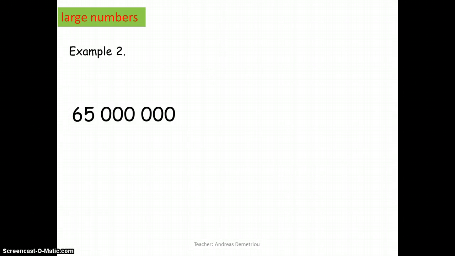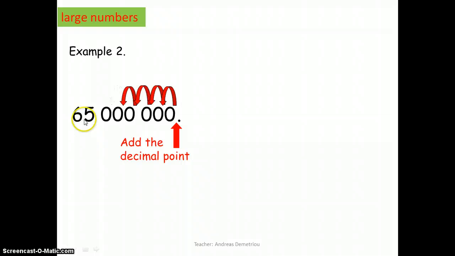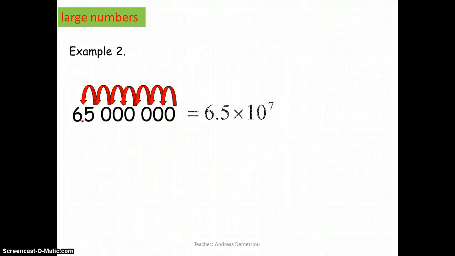Example 2, 65 million. To change it into standard form, we start first with the decimal point. We need to move the decimal point between the numbers 6 and 5. So we need to move the decimal point 1, 2, 3, 4, 5, 6, 7 places to the left. Therefore, the answer is 6.5 times 10 to the power of 7. The power indicates the movement of the decimal point, and for the number to be in standard form, the decimal point has to be placed so that there is a single non-zero digit before the decimal point.